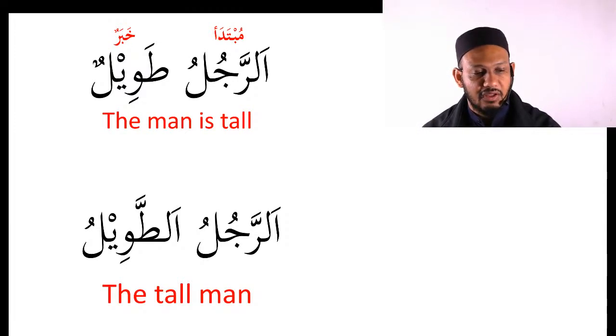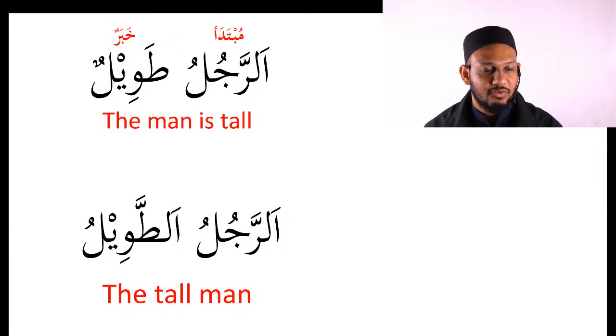In the second one, ar-rajulu at-tawilu, it is a phrase or a fragment or a compound. It's not a sentence. In other words, we're still waiting for the rest of it. The tall man is what? The tall man is a student, for example. Or the tall man is a Muslim. We're waiting for the rest of the sentence. It's only a part of the sentence.